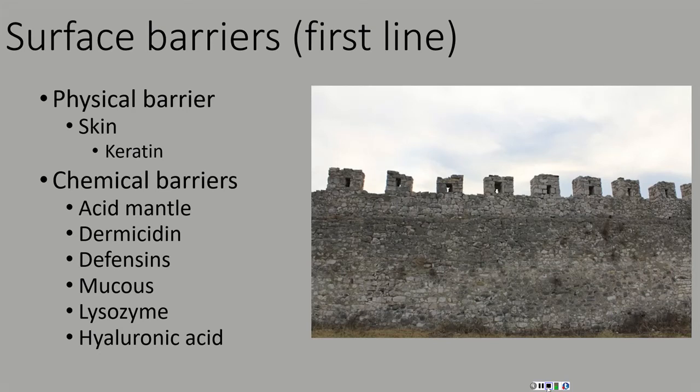Now, the first line contains things like the skin. Now, this is a physical barrier. It's kind of like a wall between the inside of our body and the outside of our body. And like we said in the not really attendance questions, keratin is what gives our skin that toughness, that waterproofing ability. But it's also going to be very dry. It's inhospitable. Things don't want to grow in those types of conditions.